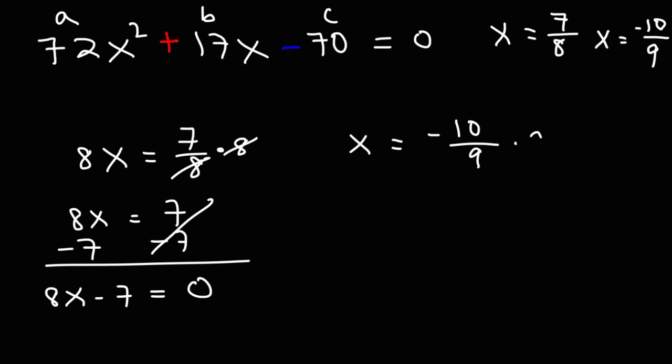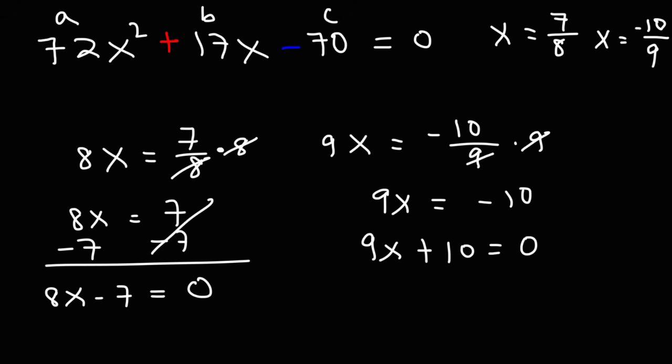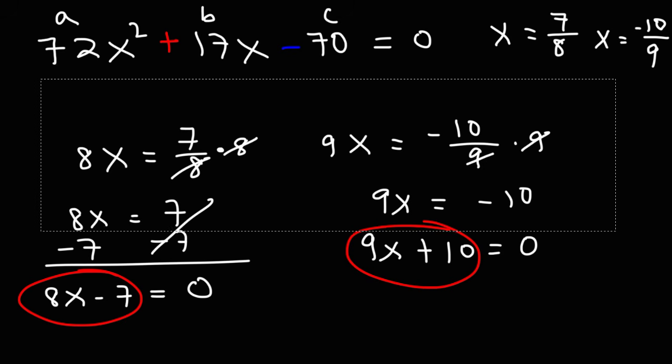Now let's do the same thing for the other solution. Let's multiply both sides by 9. This will give us 9x is equal to negative 10. Now I'm going to move the negative 10 from the right side to the left side. As I move it from the right side to the left side, it's going to change sign. It's going to go from negative 10 to positive 10. And so I'm going to get 9x plus 10 is equal to 0. So these two things right here are the factors to the trinomial.